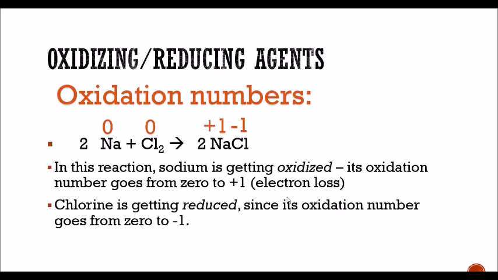Chlorine is getting reduced. Notice what's happening to chlorine's oxidation number. It's going from 0 to -1 on this side of the reaction. So chlorine has gained an electron. LEO the lion goes GER. Losing electrons is oxidation, gaining electrons is reduction. So sodium is oxidized, chlorine is reduced.